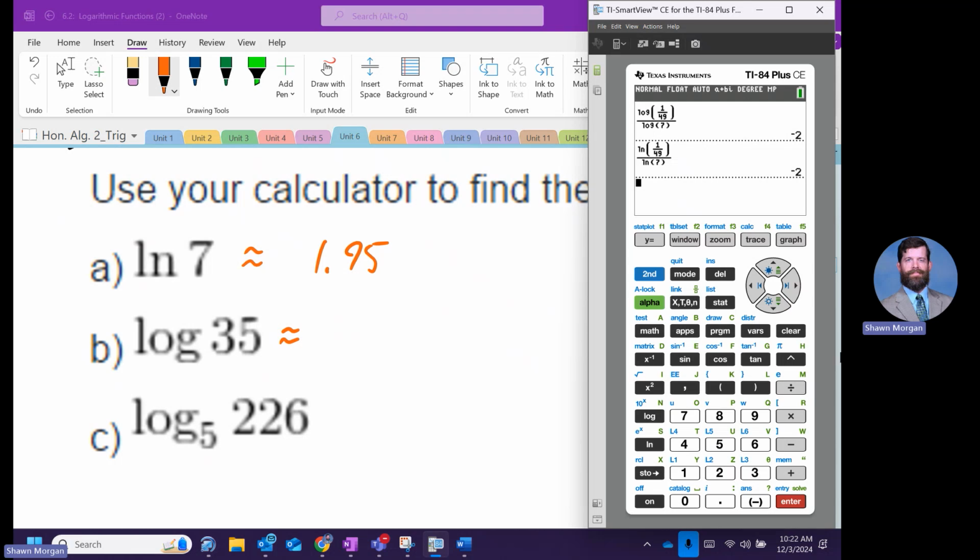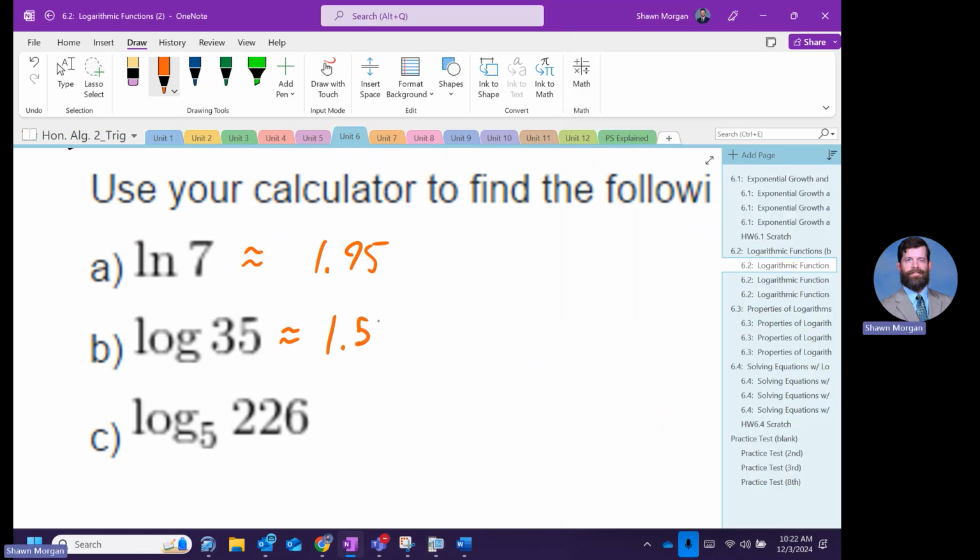Oh, well, let me show you. It's very easy. You're going to be like, oh, that's so simple. Just hit LN, 7, enter. And then for yours, just hit LOG, 35, enter. You get about 1.54. And Andrew?